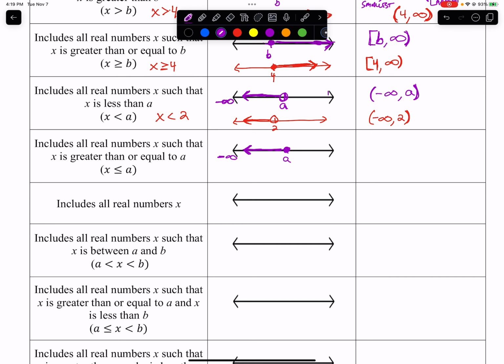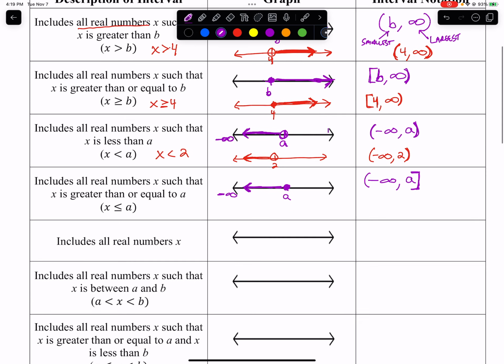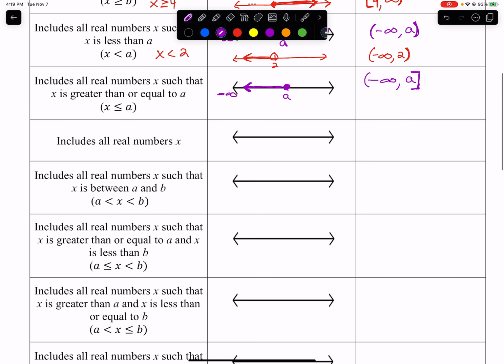So in interval notation, I start with my smallest number, negative infinity. Never include infinity, so always that round parenthesis. And then my highest number I stop at is a, and since we want x to be equal to a, we want to actually include a, so we're going to do a square bracket. Okay? I'm not going to give you an example. We can kind of see now that a could just be any number that I want. All right?